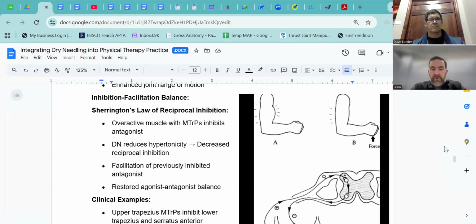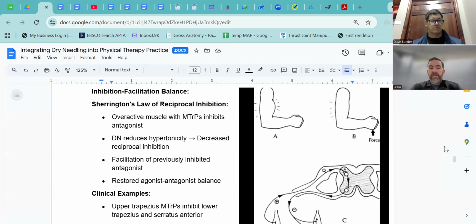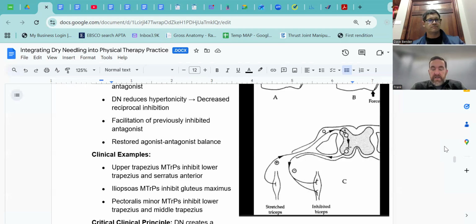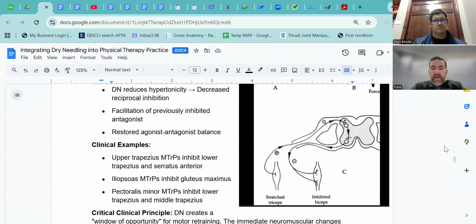Doing a modality like dry needling to the external rotators can increase activation of the internal rotators. You have this facilitation of a previously inhibited antagonist and some restored balance. So rotator cuff is a great example for this. Typically, and Travell and Simons talk about this, you tend to have some supraspinatus and infraspinatus trigger points that, hey, if you address those, you can restore this balance and then continue on with some motor retraining.